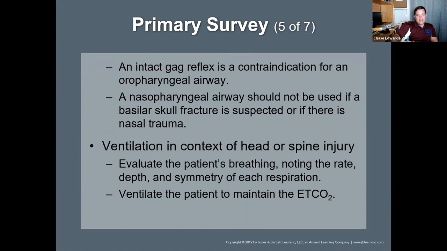So remember that an intact gag reflex is going to be contraindicated for an oropharyngeal airway. And then a nasopharyngeal airway should not be used if a basilar skull fracture is suspected or if there is nasal trauma, right? You want to be sure to monitor the airway closely and have suctioning always available. You never know when they start aspirating or what have you.